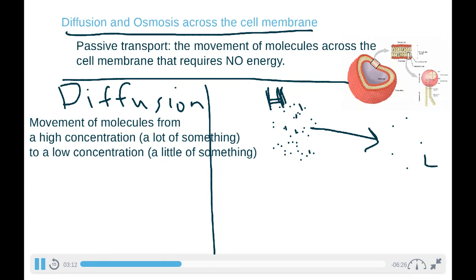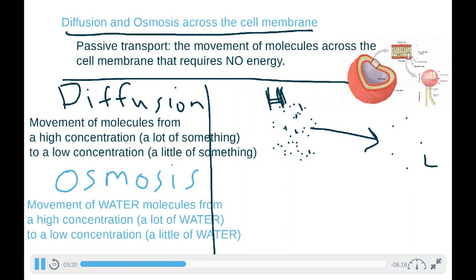Your next word is going to be osmosis. So over here, you're going to write osmosis on the vocabulary side. Osmosis is pretty much the same thing, but it's specific to water. Here we have some water molecules in a high concentration, lots of water molecules. And here we have water molecules in a low concentration. The water molecules will want to go from a high concentration to a low concentration. So osmosis is basically one type of diffusion specific to water.